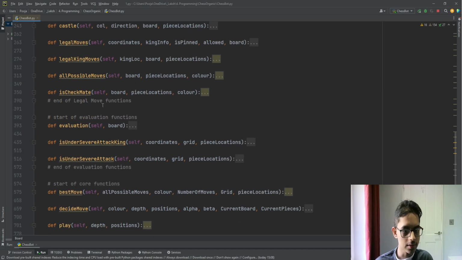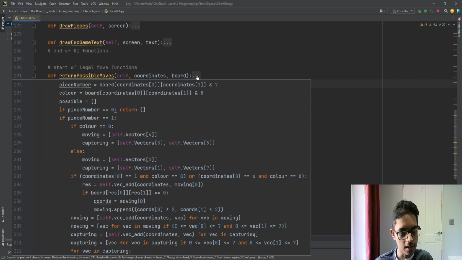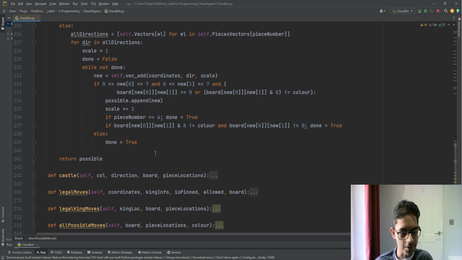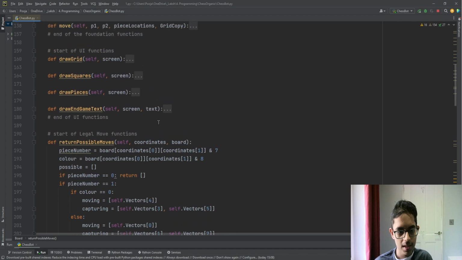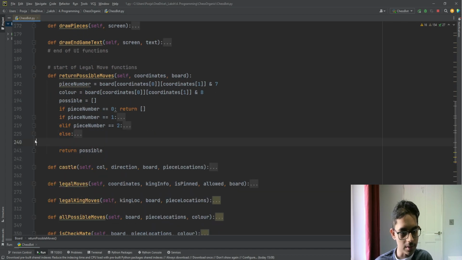If you're following along on GitHub, as I would recommend you do, this is on line 191 over here. And this is the mammoth function which we will explore now. So let's start line by line. We have all of these different possible piece numbers. If the piece number is 1, then that's a pawn. If the piece number is 2, then that's a knight.